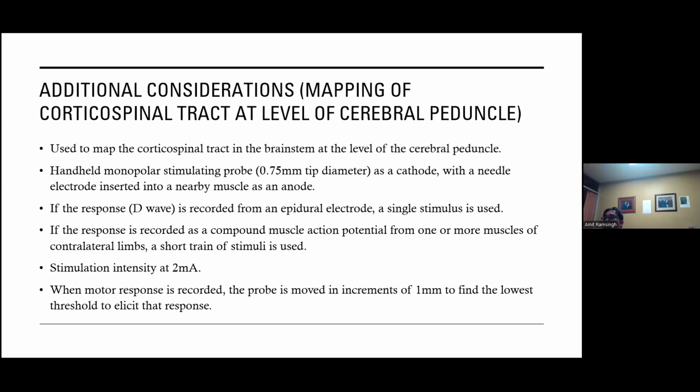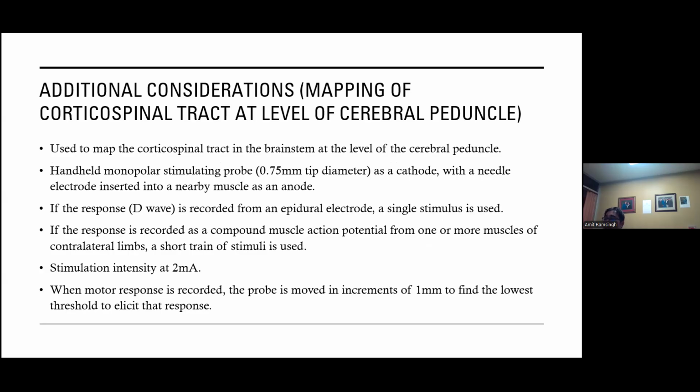In terms of our additional considerations, we look at two main things: mapping of the corticospinal tract at the level of the cerebral peduncle, and mapping of the different motor nuclei on the floor of the fourth ventricle. So, mapping of the corticospinal tract at the level of the cerebral peduncle.